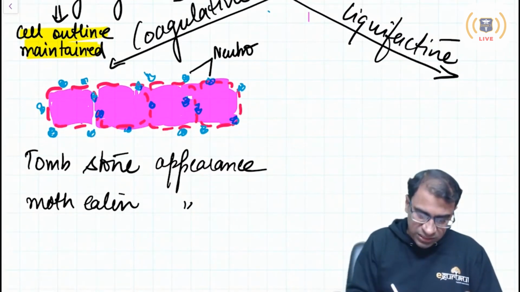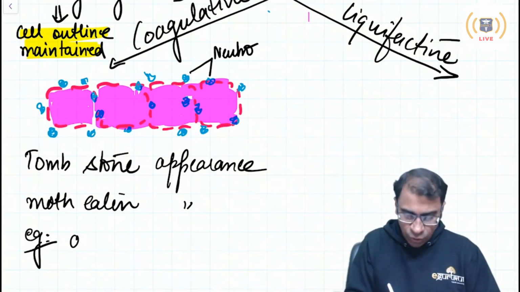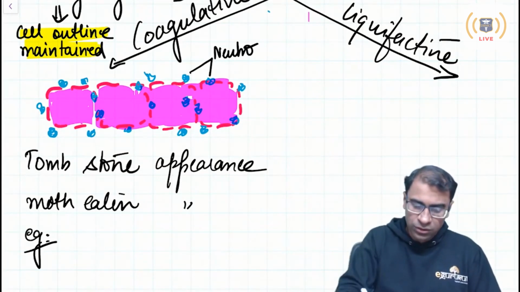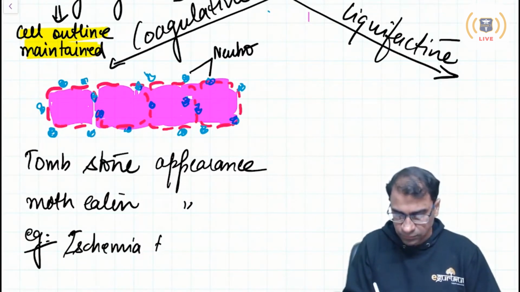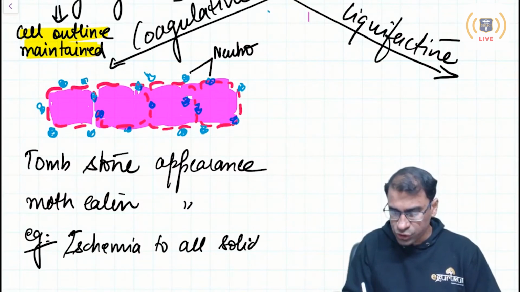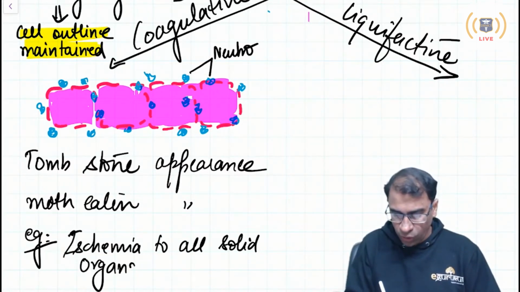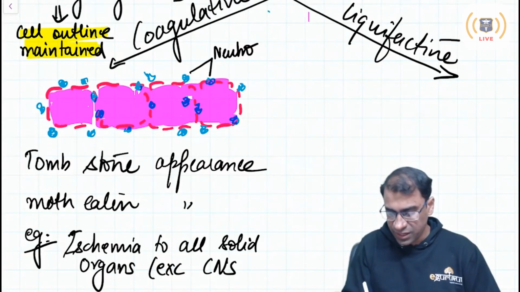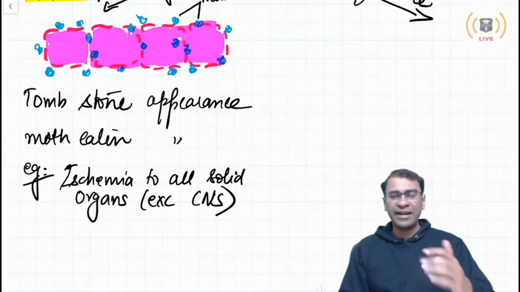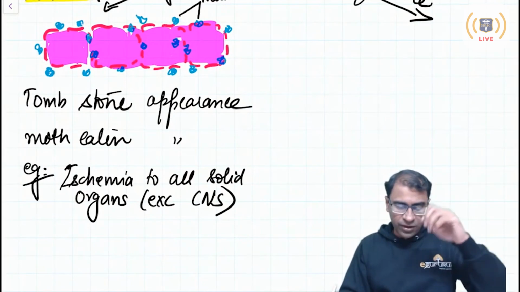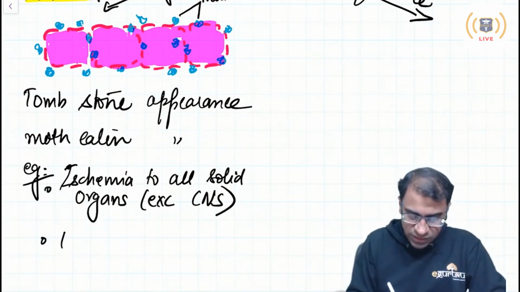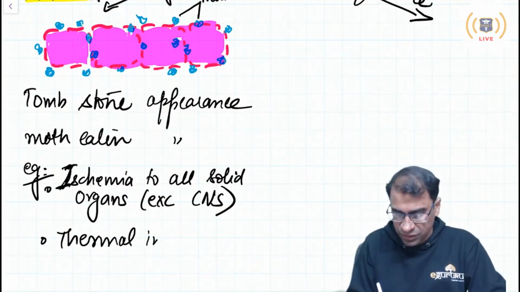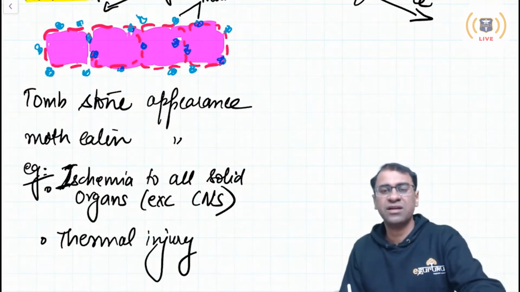Okay. The big question is, sir, where do we see this? Basically, ischemia to all solid organs. The only exception here is the central nervous system, the brain. I'll tell you why, but later on. First, write ischemia to all solid organs except the brain. The second cause is not only ischemia, it can also be due to thermal injuries. Can also be seen in thermal injuries.